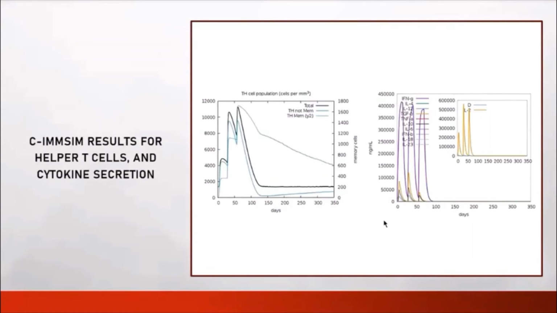For helper T cells and cytokine secretion, the graph on the left shows the population of CD4 T cells. So besides memory B cells, CD4 memory cells also contribute to the longevity of a vaccine-induced immune response. For the total population, we see the black line, a steep decline after 3 months. This is because most activated antigen-specific cells don't survive the immune response against the first exposure after activation.